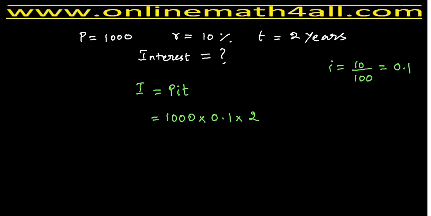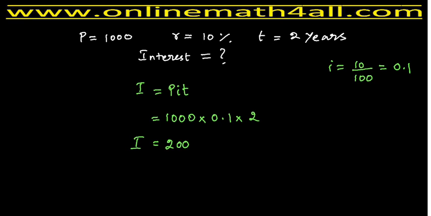Now we just have to multiply these values. When we multiply all the three values, 1000, 0.1 and 2, we'll be getting $200. So that is the interest earned by my deposit of $1,000 for 2 years.